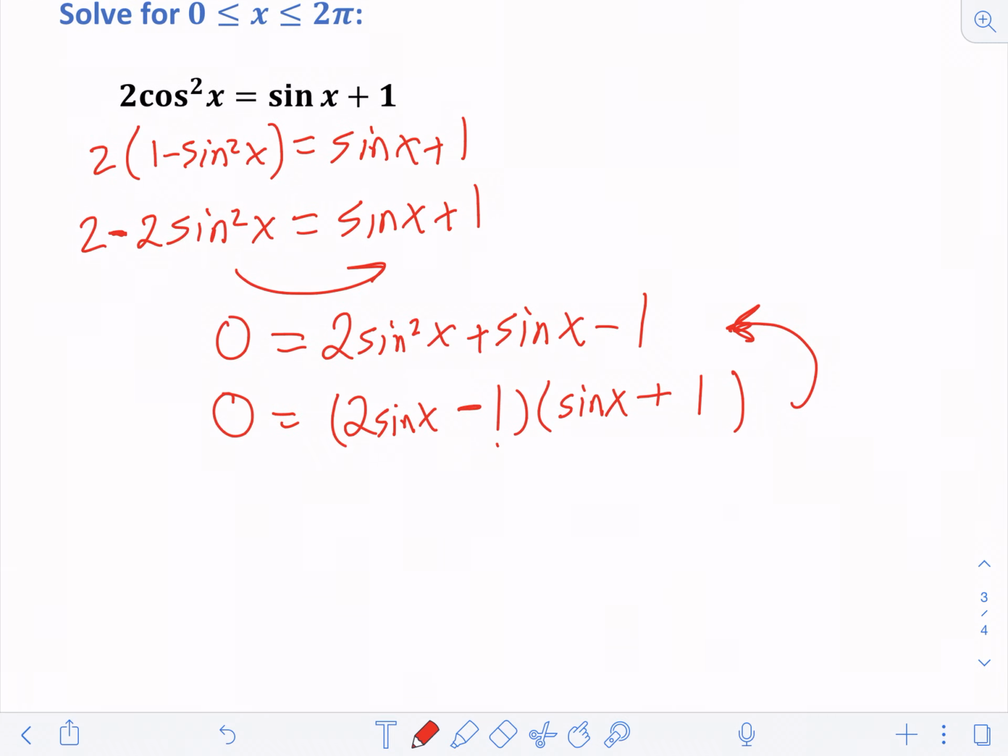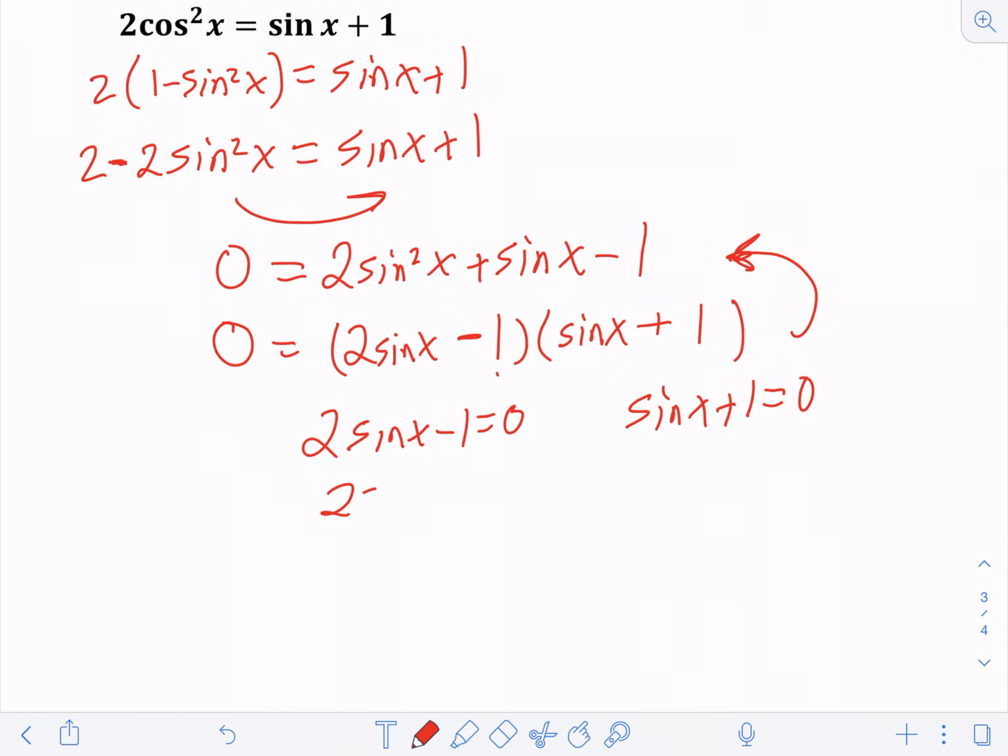How do we do this? This is what we did when we solved our equations before. I'm going to set each factor equal to 0 and solve for x. So 2 sine x minus 1 is equal to 0. And I've got sine x plus 1 equals 0. Let's do the left one first. 2 sine x equals 1 when I bring it over. Divide by 2. Right, sine x equals 1/2.